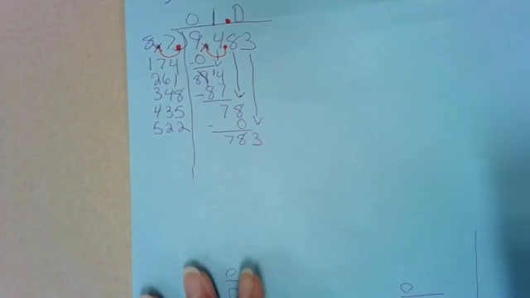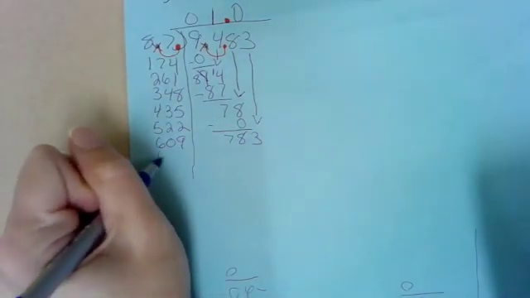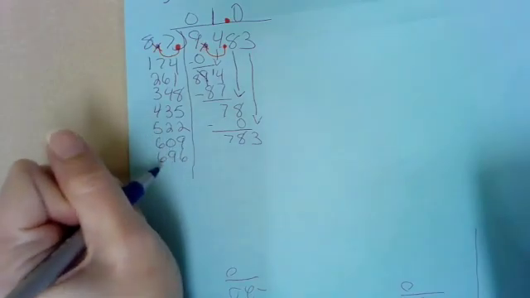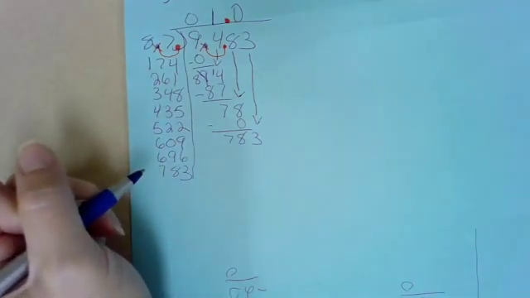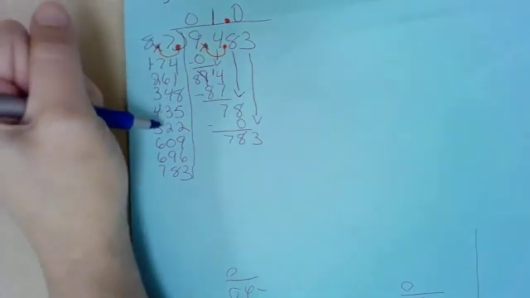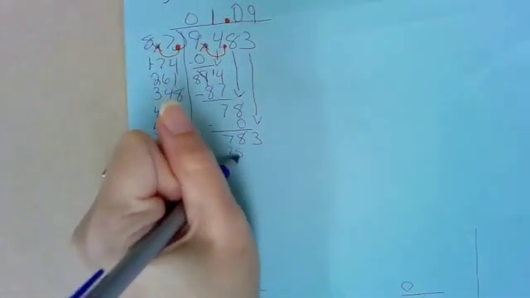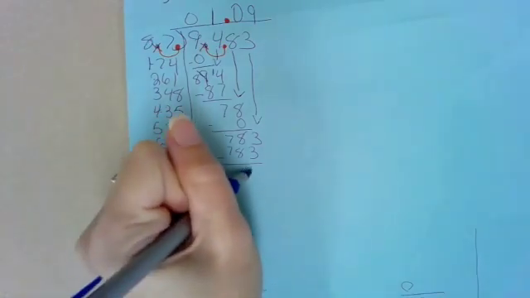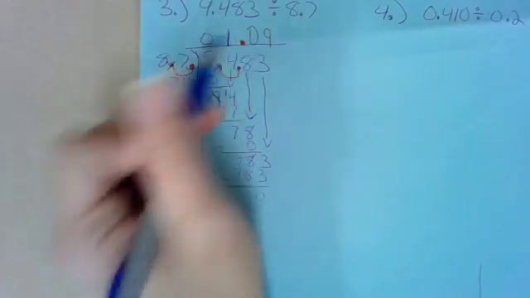So let's list a couple more. We have 609, 696, 783. Oh, look, there's the one I needed. So that is the 1, 2, 3, 4, 5, 6, 7, 8, ninth multiple. 9 times 87 is 783. We have no remainder. So we got 1 and 900ths.